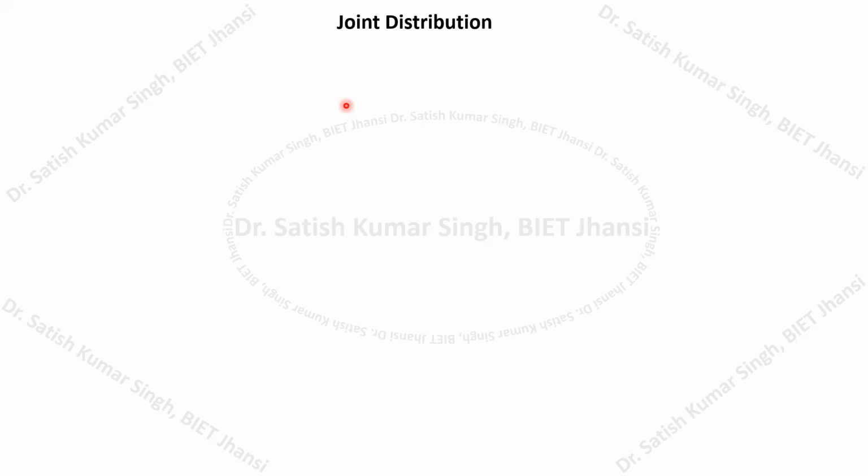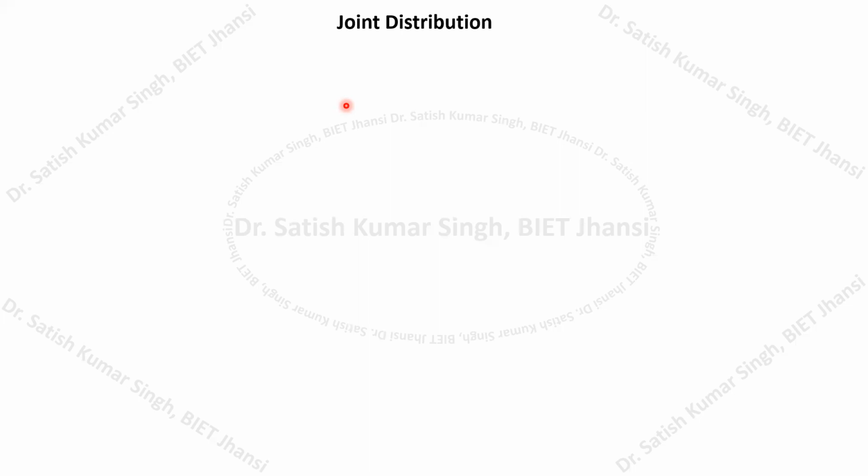And in this lecture today, we are going to learn about the joint distribution and conditional probability of two continuous random variables. So in my previous lectures, I have already explained about the joint distribution in the case of discrete random variables. So now in this lecture, we have to see how to define the joint distribution for continuous random variables.